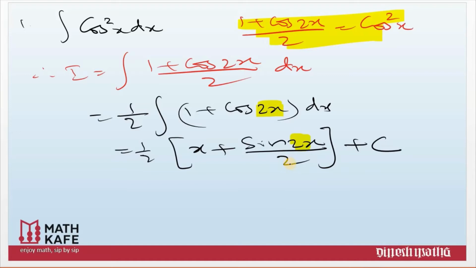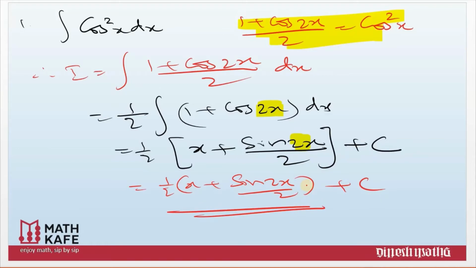Again, I repeat, this is one of the most important points you have to remember throughout calculus. Whenever the coefficient of the variable is not 1, you have to divide with the coefficient. You got the answer. That's it. You can say this is half into x plus sine 2x divided by 2 plus c. When you know the technique, the question is so simple.